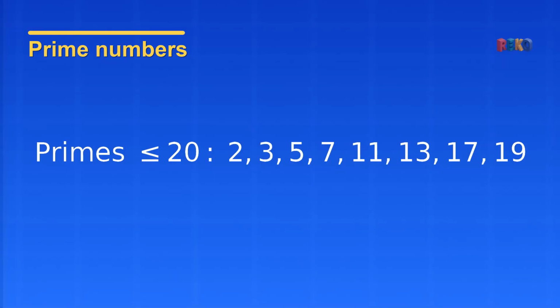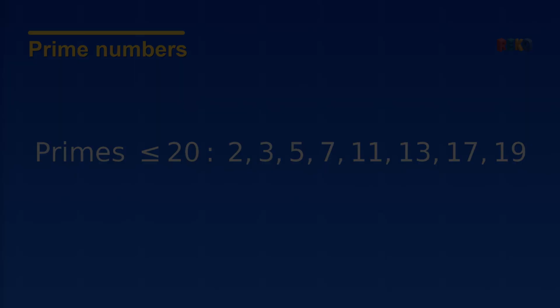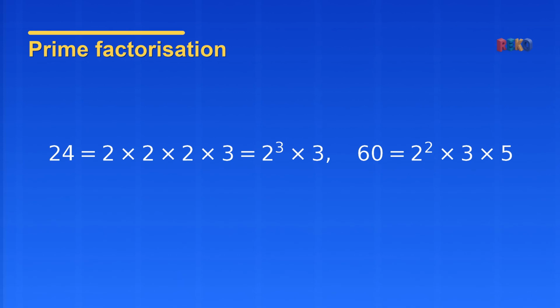A prime number has exactly 2 factors, 1 and n itself. Break numbers into prime powers. 24 is 2 cubed times 3. 60 is 2 squared times 3 times 5.